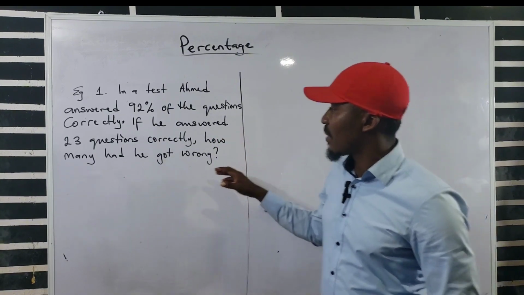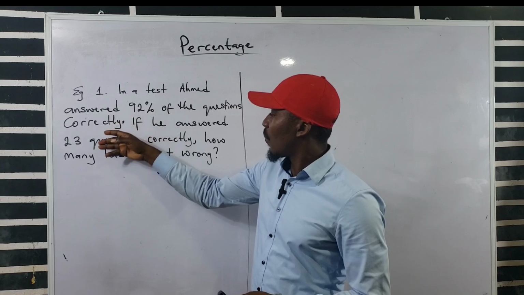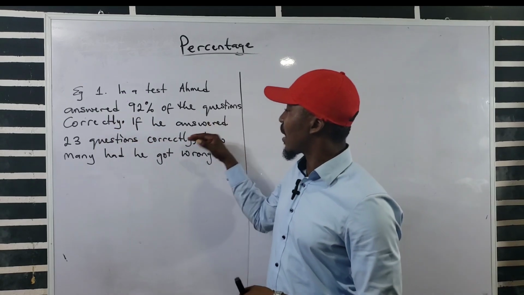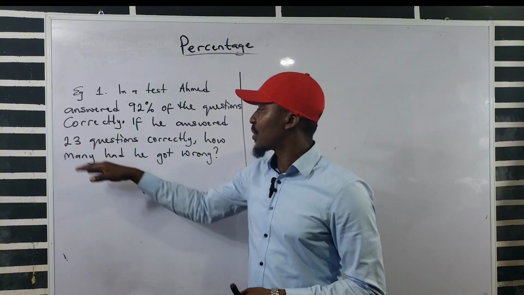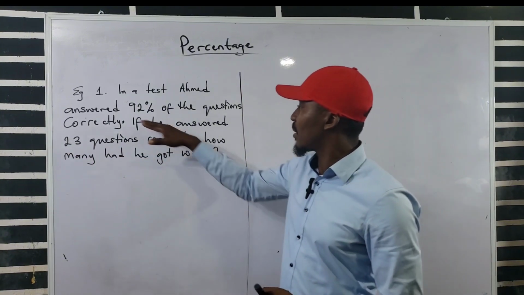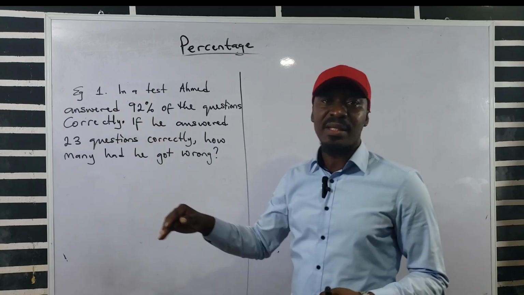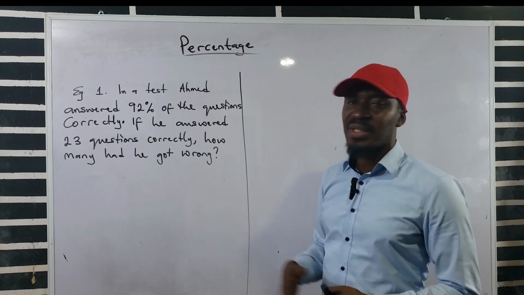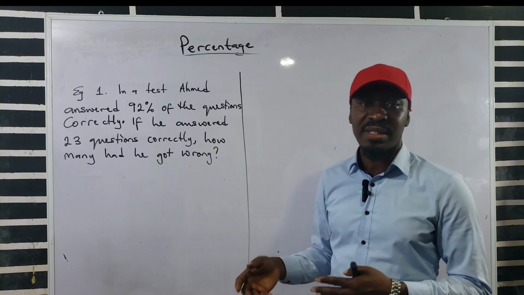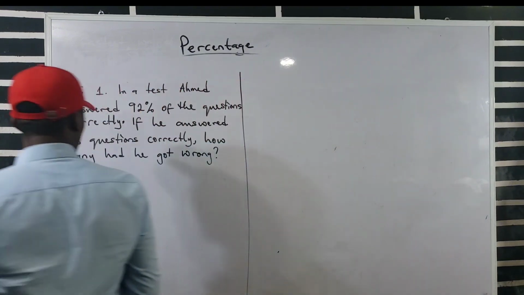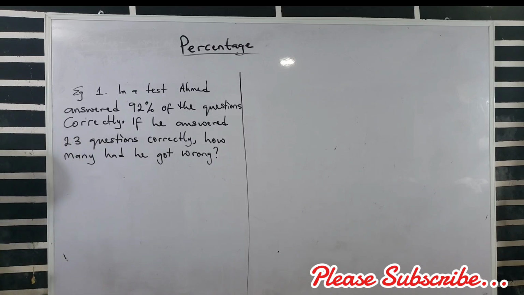We first of all ask ourselves, what is the total? We don't have the total number of questions, but we know that this person answered 23 questions correctly, and that 23 questions simply means 92% of the total questions. Okay, so why can't we just find the total number of questions, then we find the number that he answered wrongly? Okay, so how are we going to solve that?